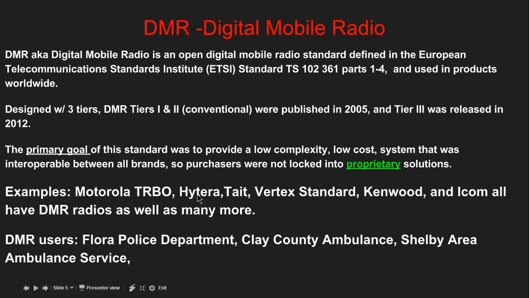Motorola, Hytera, Tait, Vertex, Kenwood, ICOM. Those are some of the examples of manufacturers that all have DMR radios. They should, by the standard, be interoperable, but Motorola has its own standard for its encryption. Hytera has an encryption that's even stronger than Motorola, and they don't communicate well together.